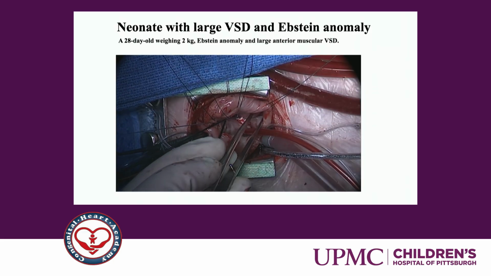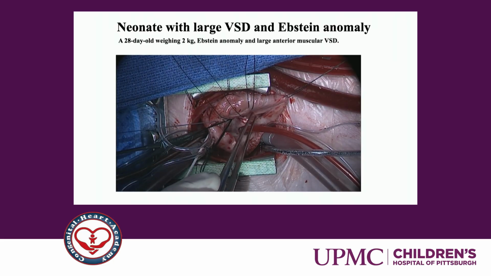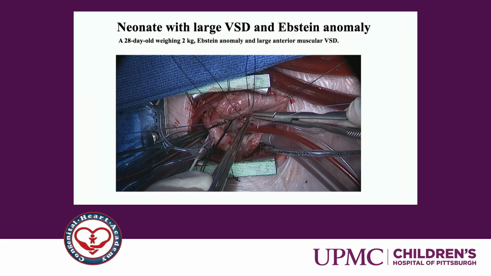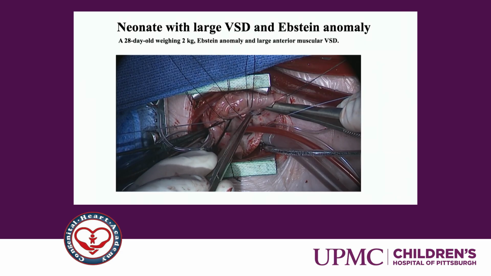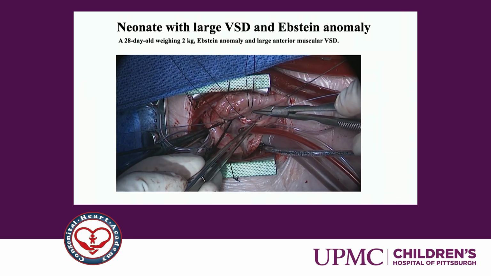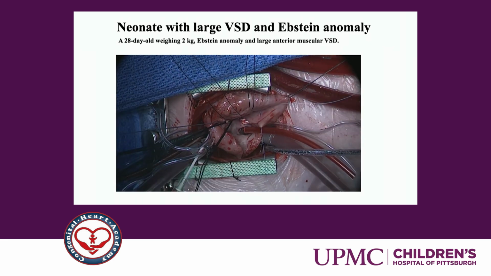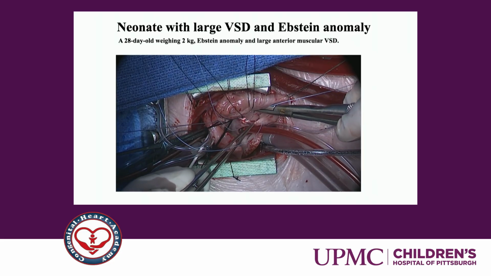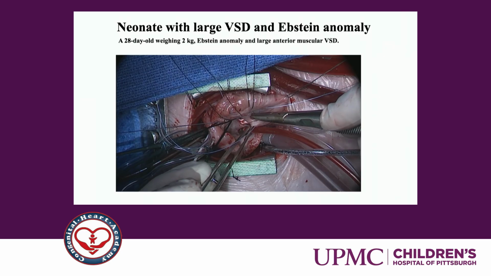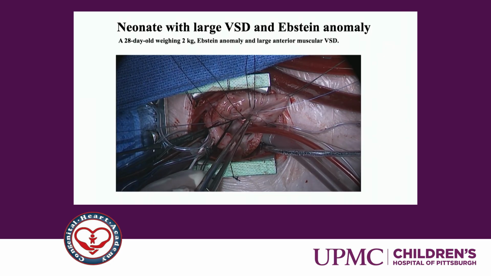So you see how much of the annulus needs to be plicated here, and this technique is rather effective in plicating the atrialized portion of the right ventricle. As I close this orifice, the annulus is reduced, and the plication of the atrialized portion of the right ventricle is achieved.